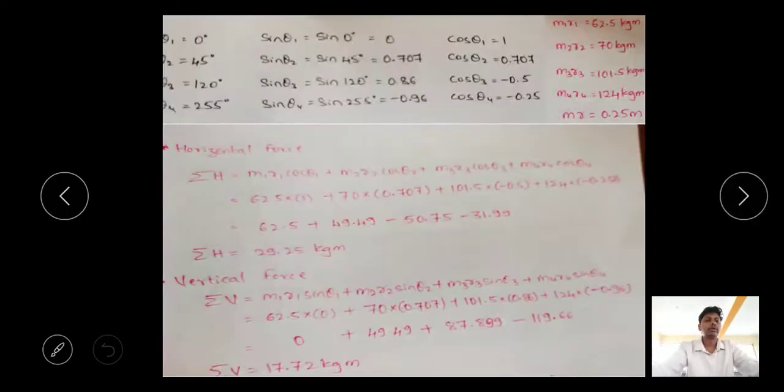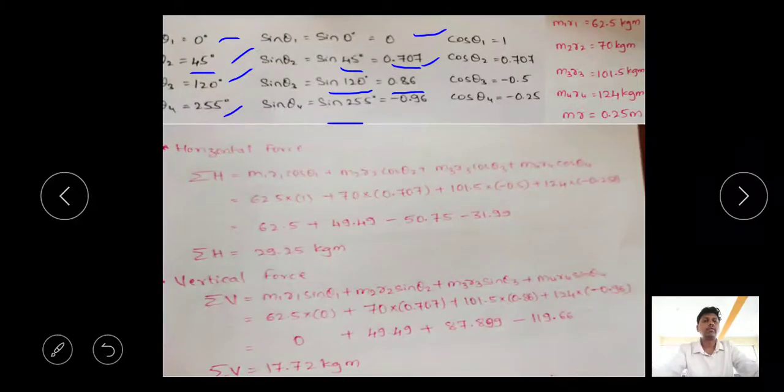After finding this first, you just take theta 1 is 0 degree, theta 2 is given 45, theta 3 is 120, theta 4 is 255. Now go on finding the value. Sine of 0 is 0. Sine of 45 is 0.707. Sine of 120 is 0.86. Sine of 255 is minus 0.96. So minus also you need to take.